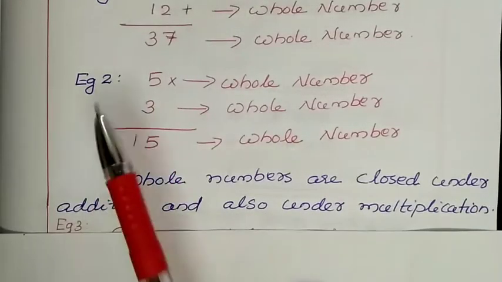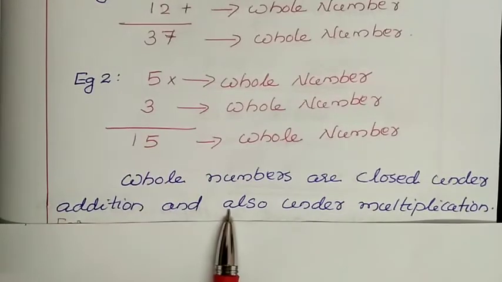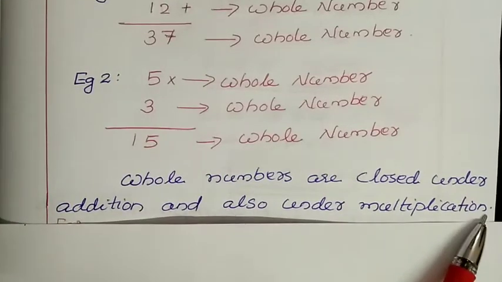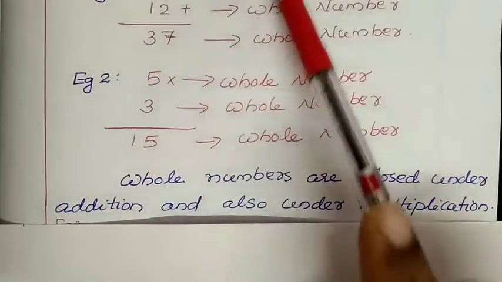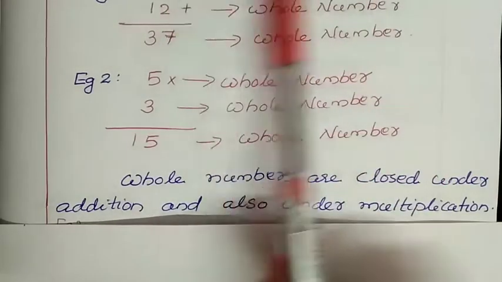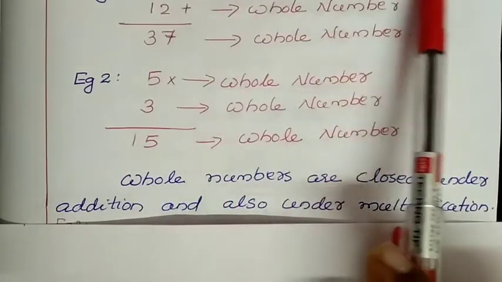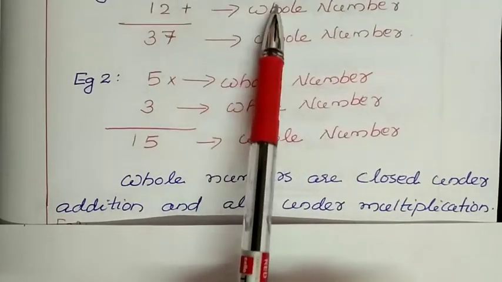Okay. Then whole numbers are closed under addition, also under multiplication. Why do we say that? In addition and multiplication, this property is satisfied. That is, the sum or the product of any two whole numbers is also a whole number.